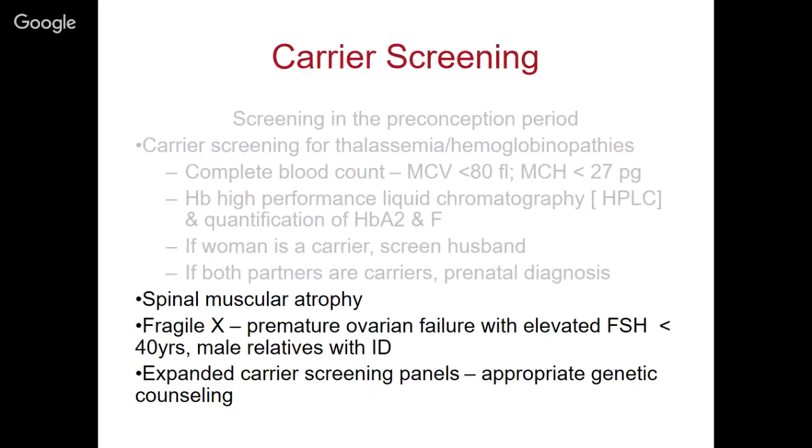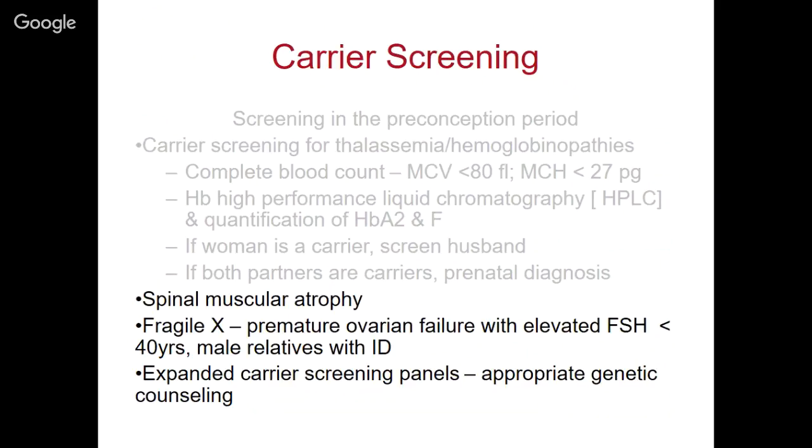The carrier status is about 1 in 50, so you can imagine the probability that two carriers get married is fairly high. But remember that the carrier test for SMA is not the same as that we do in a child who is affected. It has to be a quantitative test, so be careful where you send your samples off for an SMA carrier screen.